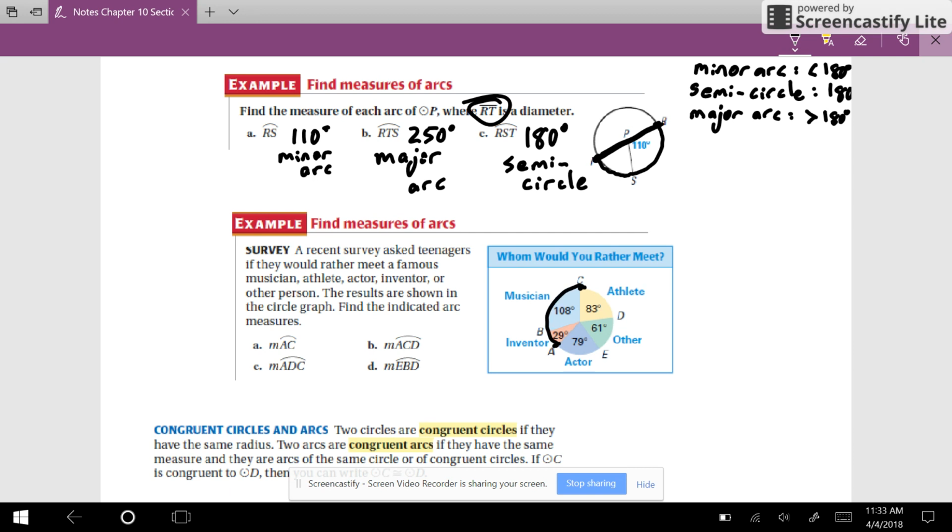So if we go from A to C, we covered 2 different sections. We first had 29 degrees, then we had 108 degrees. So we just need to add together 108 and 29, giving us 137 degrees. So from A to C, we passed the 29 and the 108, so we just added those together.